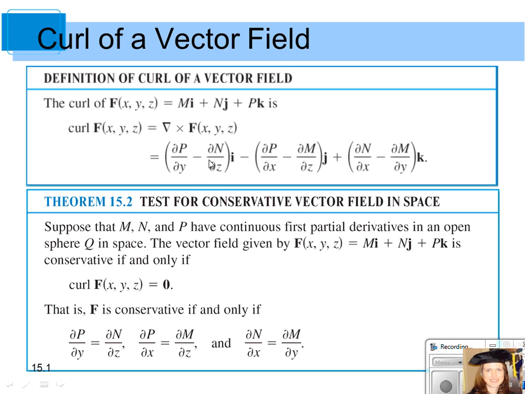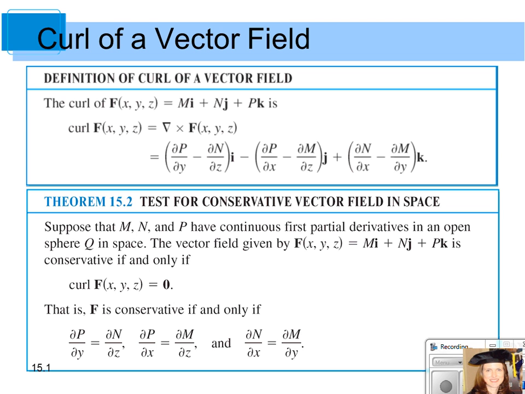we find the curl by taking the partial of P with respect to y minus the partial of N with respect to z, minus the partial of P with respect to x minus the partial of M with respect to z, that's your j component, plus the partial of N with respect to x minus the partial of M with respect to y. Now this is adapted by using the cross product, finding the gradient of this vector field.